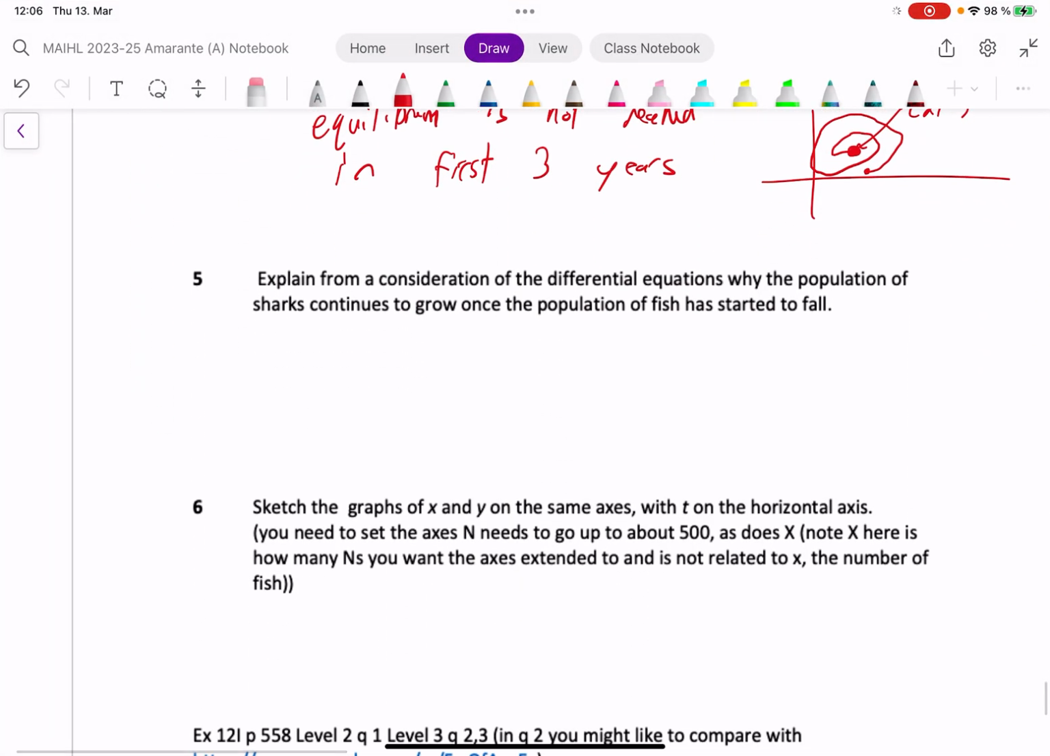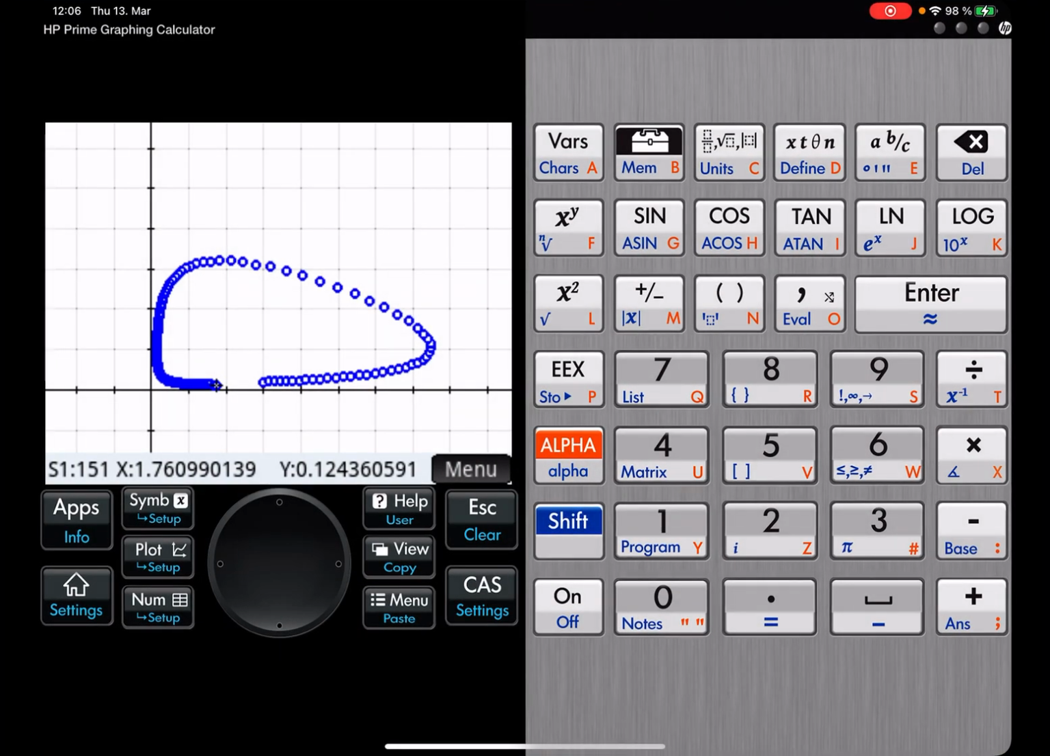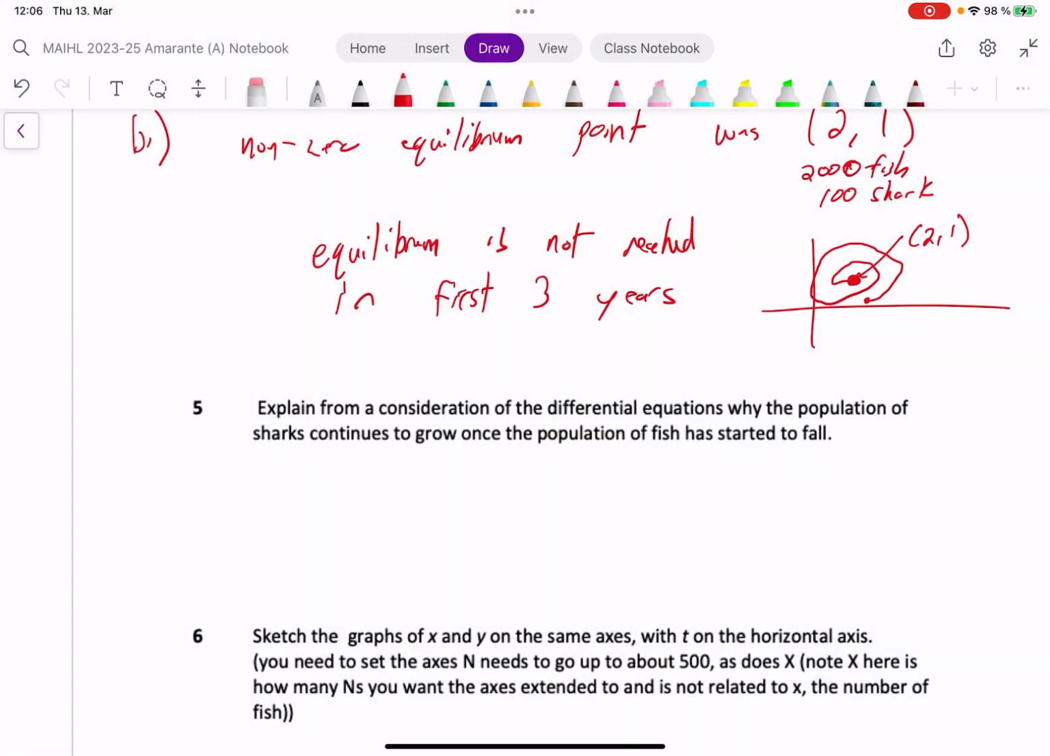So then part 5 says, well, explain from a consideration of the actual differential equations why the population of sharks continues to grow once the population of fish has started to fall. Right, so population of fish start to fall over here, right? Both x and y are increasing right here, as I'm going from left to right, until I get to this point. Y is still increasing, but now x is going back down, right? And so we're saying, well, why does that happen? Why does y continue to increase as x gets smaller there?